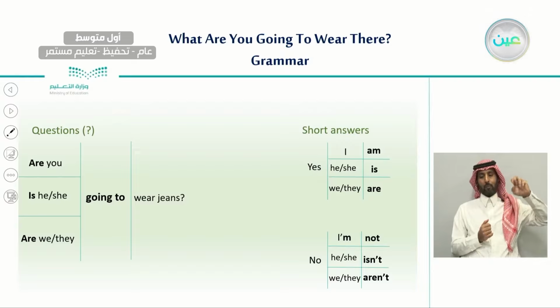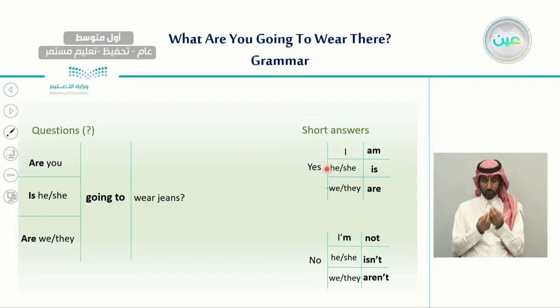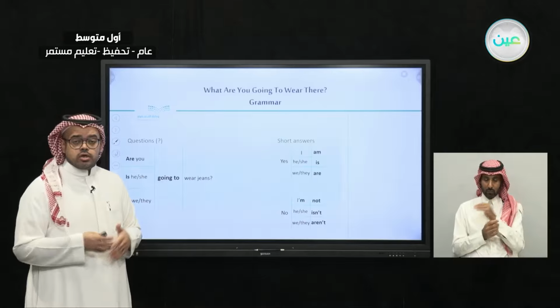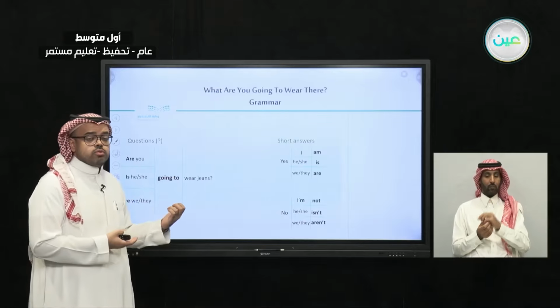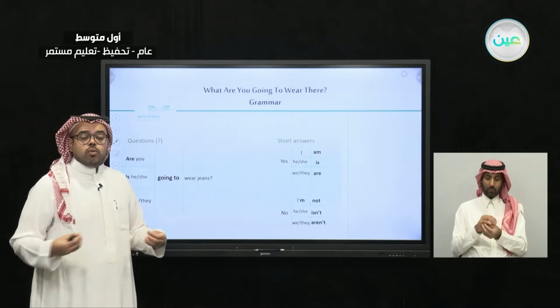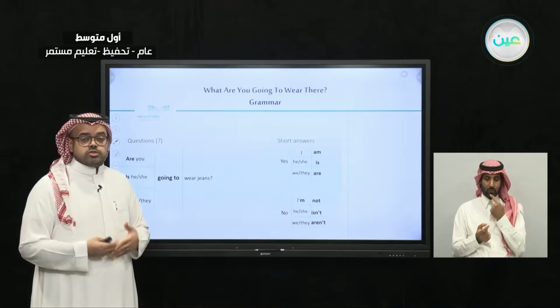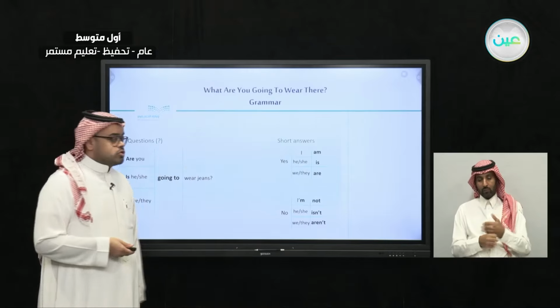And the short answer will be either yes, I am, or yes, he is, or yes, we are, or no, I'm not, or no, he or she isn't, or no, we are not. So this is simply how we form a sentence, and also a question, when we want to talk about something that we want to do in the future.